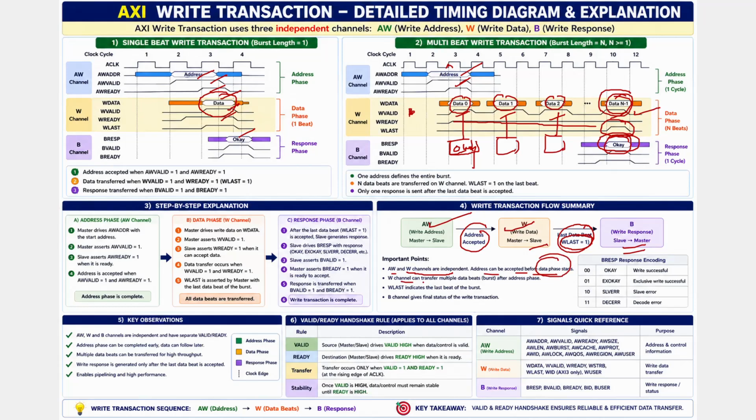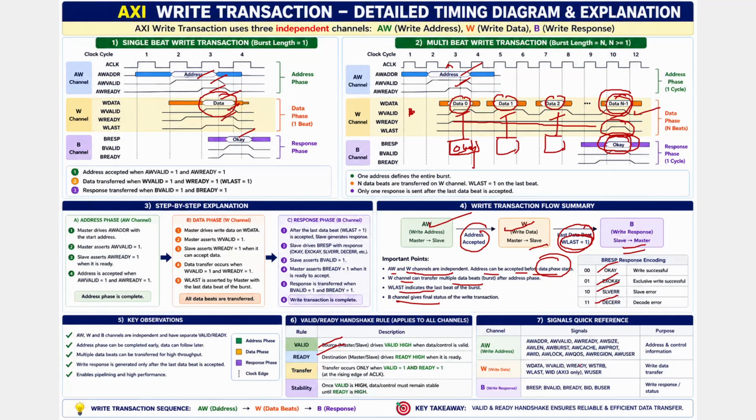The W channel can transfer multiple beats of data, depending upon your AW length and AW size. The last signal indicates that your burst transaction is completed, and the B channel gives the status of your write transaction. What type of response you are getting, OKAY, EXOKAY, SLVERR or DECERR, you will get that. So this is the valid and ready handshaking rule: the valid signal and ready signal should both be high, and based on that we maintain the transfer. These are the common signals.